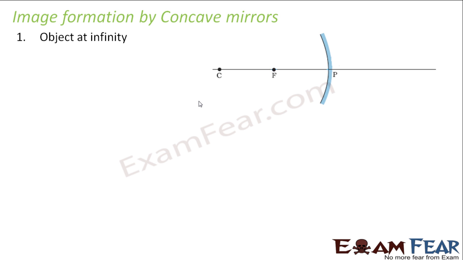So let us first consider each of the cases separately. That means each case considering the object at a different location. Let us first consider that the object is located at infinity. Now in this case, we don't know where exactly the object is. It is at a very far off distance. So let us assume that the object is at a very far distance.